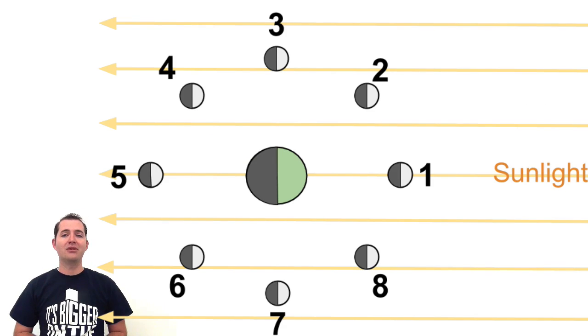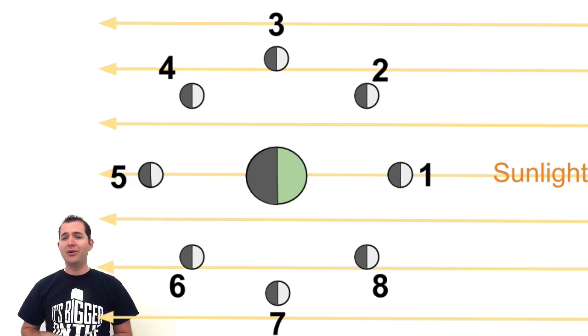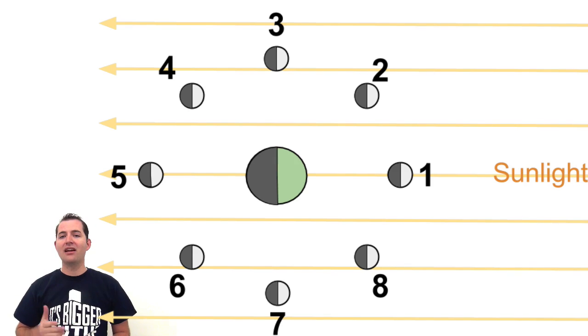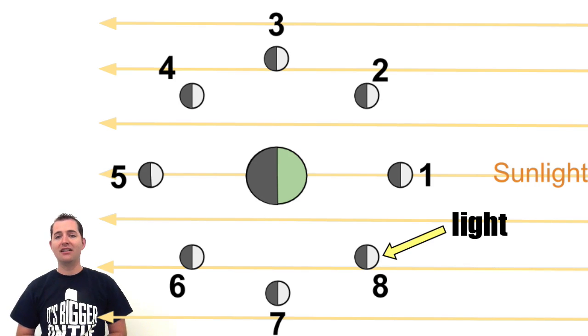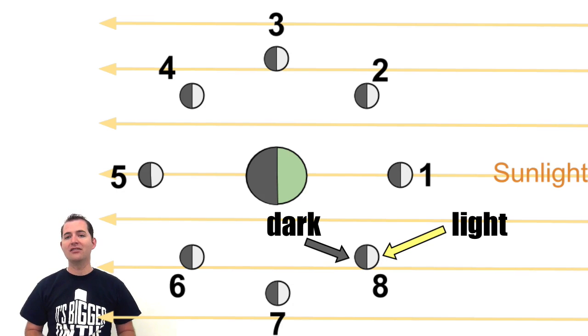Let's look at another example. How about location number 8? Again, we're going to look at our 3 key points to identify what moon phase this is. Again, first we're going to remember that only half of the moon can be lit up, and it's going to be the half that's facing the sun. The other half, the half facing away from the sun, is going to be dark, and so we've shaded that on the model.